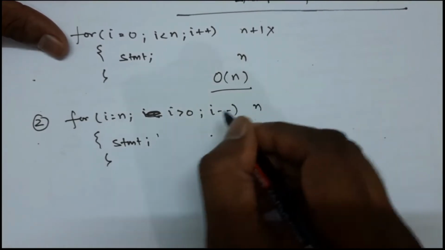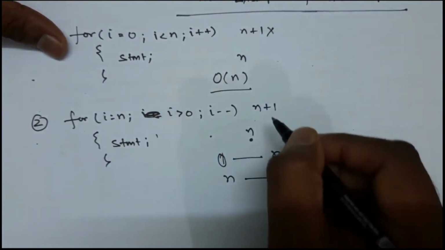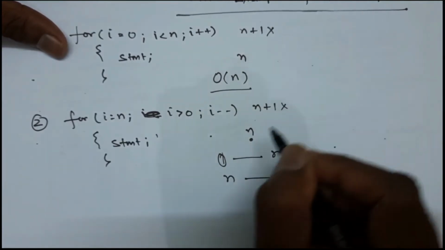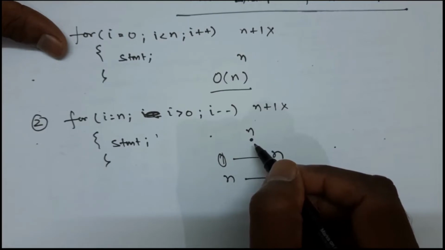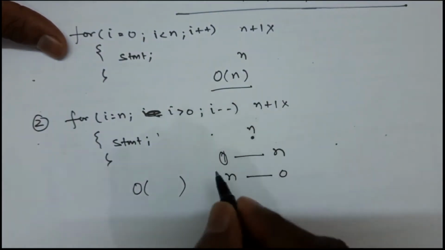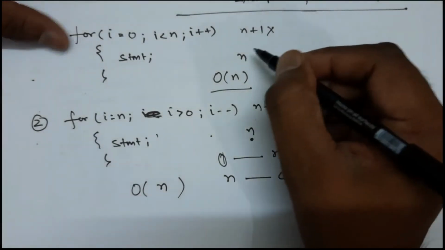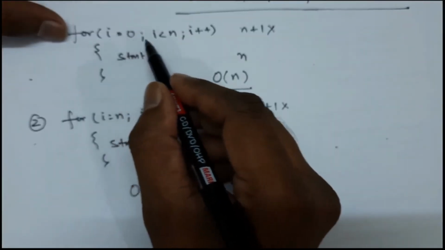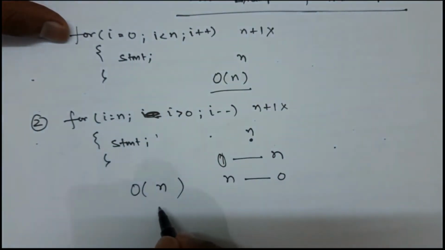Definitely this loop will take n plus 1 time, but this can be avoided because the complexity is represented in the form of order of the degree of the polynomial. So here it will be represented as n. So either the loop is running for i equals 0 to n or it is running from n to 0, the complexity would be order of n.